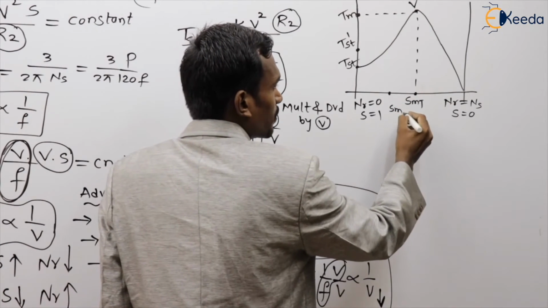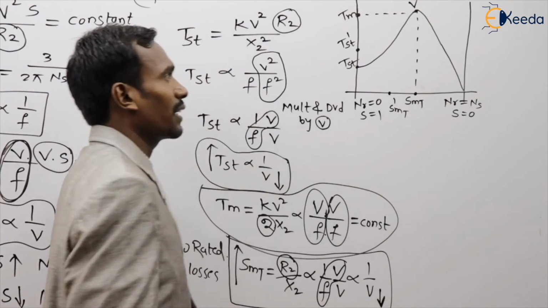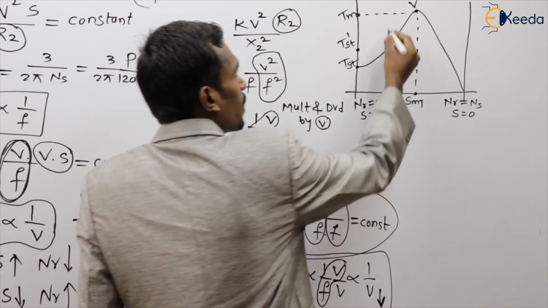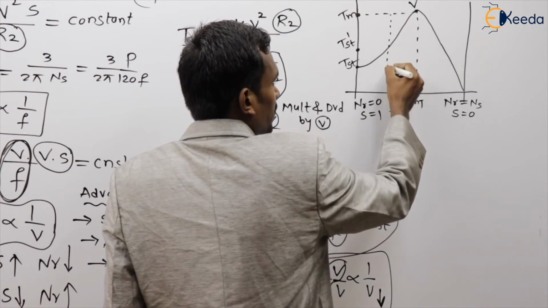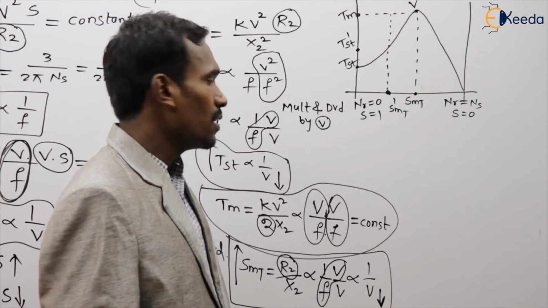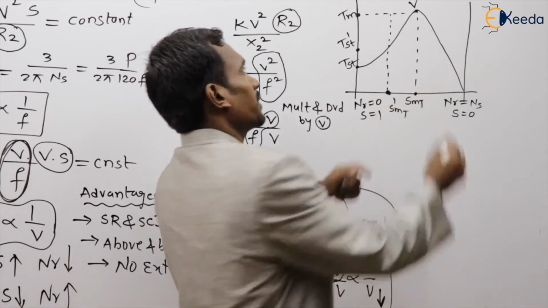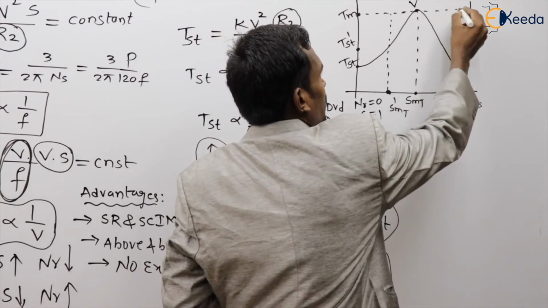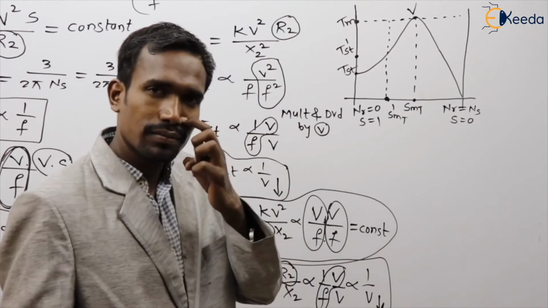Slip at maximum torque increases. Nothing but we have to get maximum torque at this slip. And there is no change in maximum torque. The maximum torque is constant, always constant. Right?